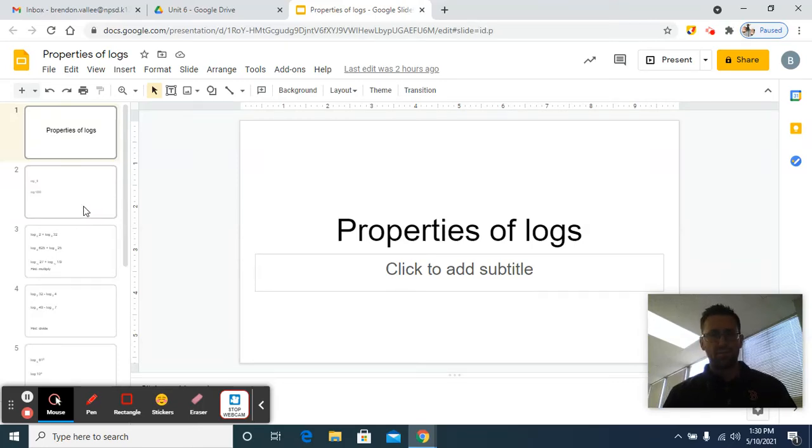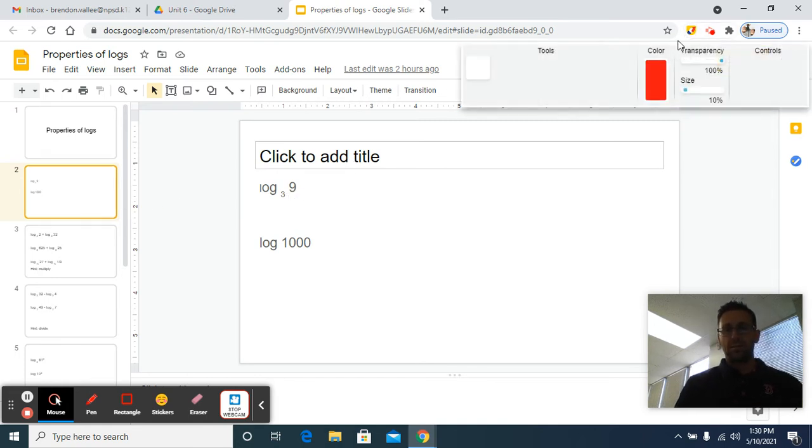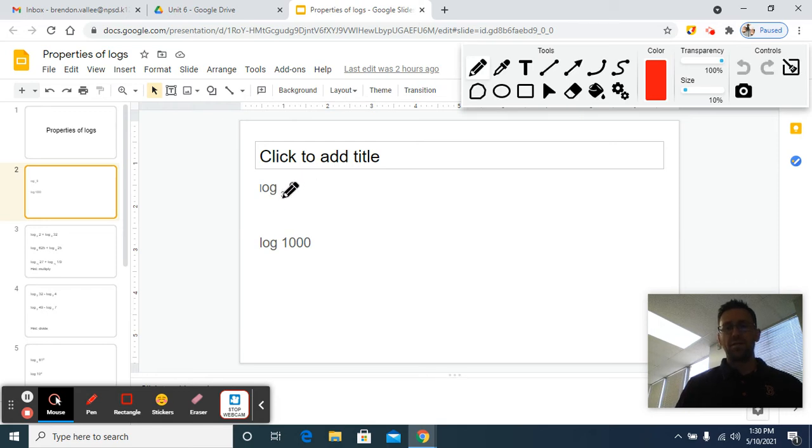Okay, properties of logarithms. So the basic idea of logs is if you have this little base here, 3 to the what power equals 9. So obviously 3 to the second power, if we change that to a 2, that's true. So the answer to this is 2.